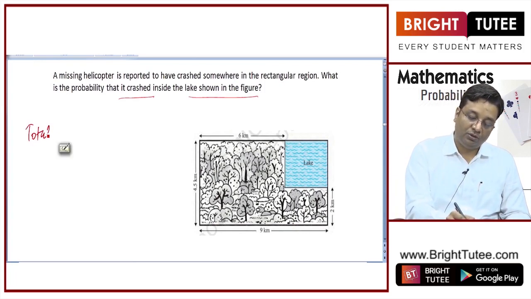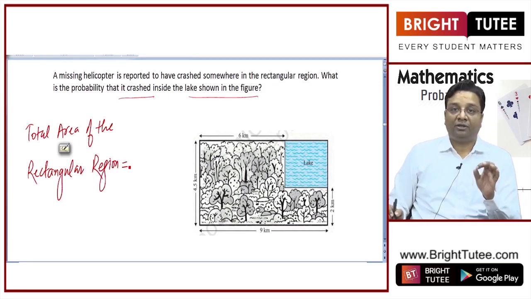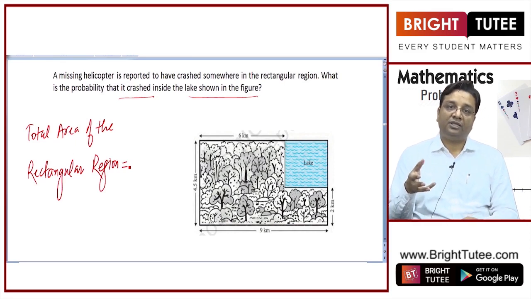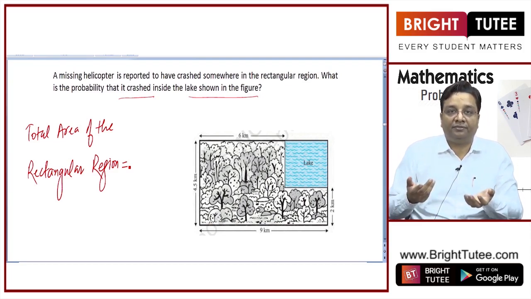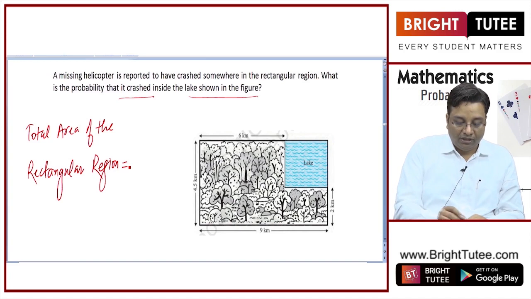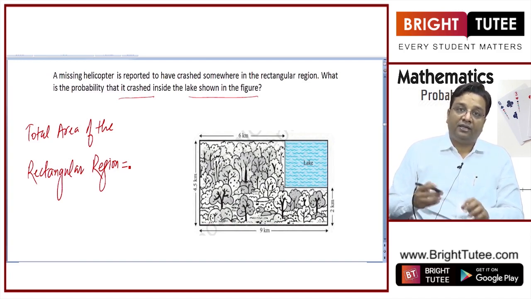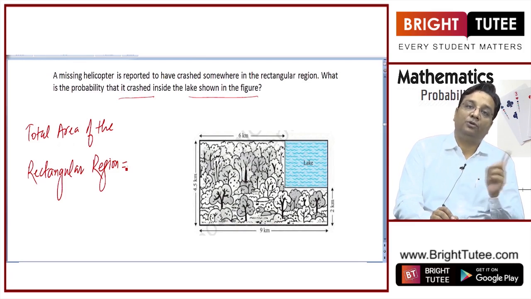Let us talk about the total area of the rectangular region. Why am I calculating the total area of the rectangular region? Because this is the total possible area where this helicopter could have been missing, or where this helicopter could have crashed, unfortunately. So this is the total area of the rectangular region. It will denote the total possible area where it could have crashed. So it will act like the total possible outcomes for us.